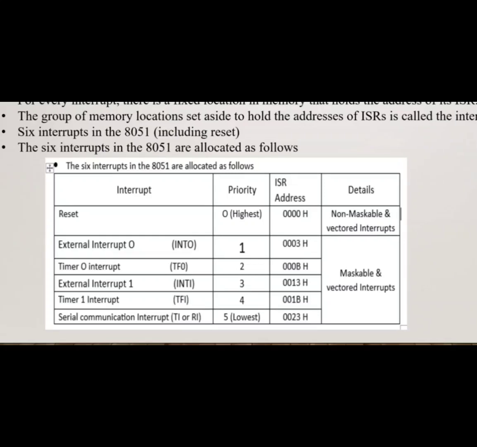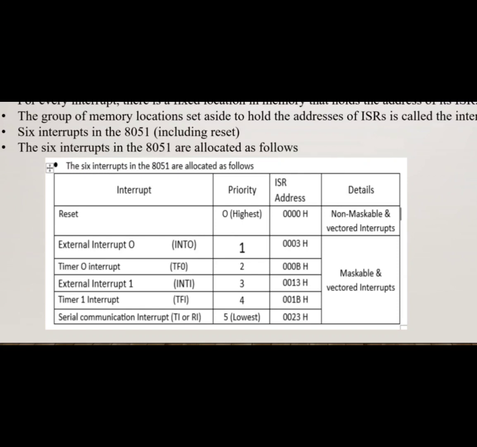Reset has higher priority. If any interrupt came while you are pressing the reset, it will not consider any interrupt. So reset has higher priority, so we can write it as 0. The address of reset is 0000, and it is a non-maskable interrupt and also a vectored interrupt. Non-maskable interrupt means it cannot be masked. If it is a low priority interrupt, it can be masked, but reset cannot be masked; it should be considered because it is the highest priority interrupt.